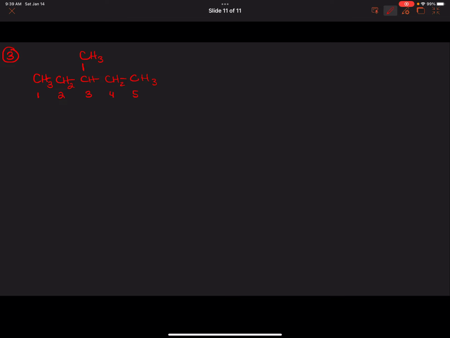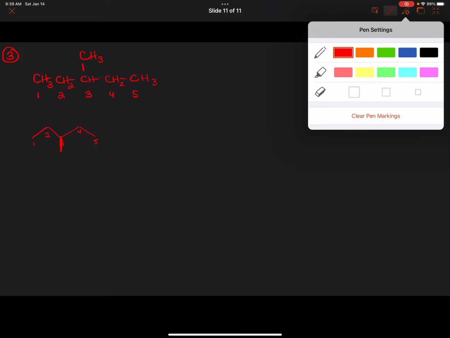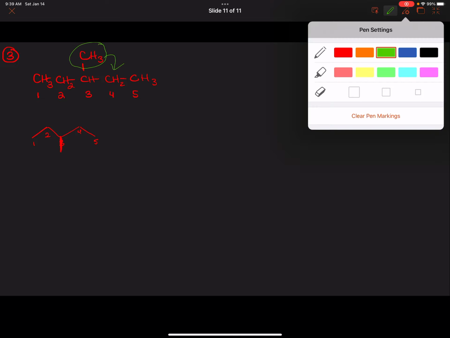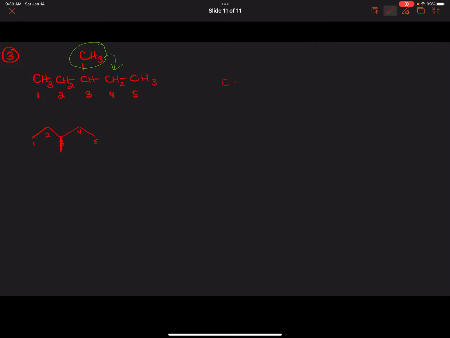And I could draw my line structure. So I'd have a zigzag with 5 points with my branch coming off of carbon 3. Now, we would go ahead and move that branch to the next carbon. So I draw my 5 carbons connected in a row. I place my branch here.